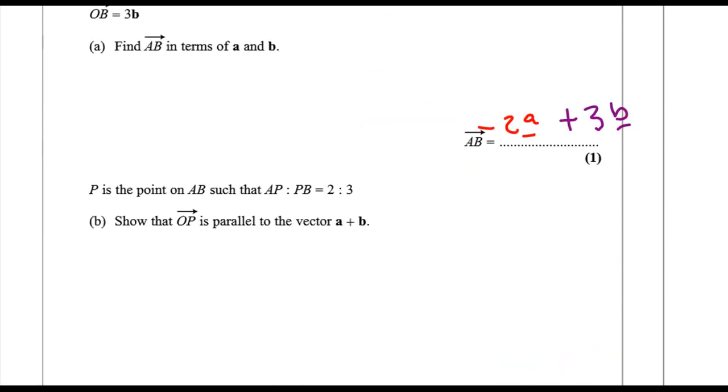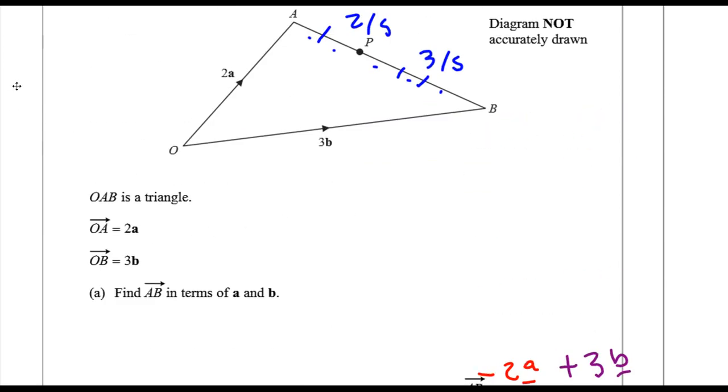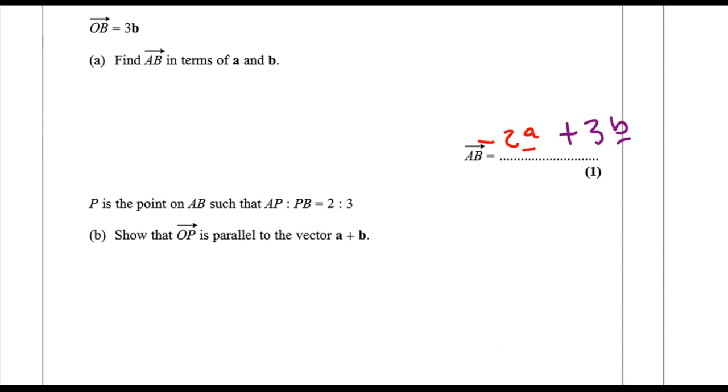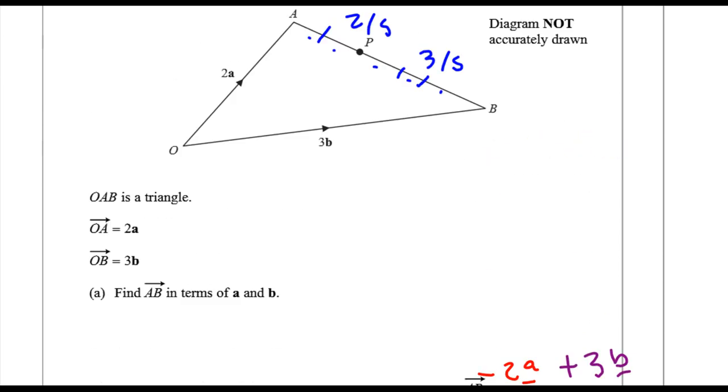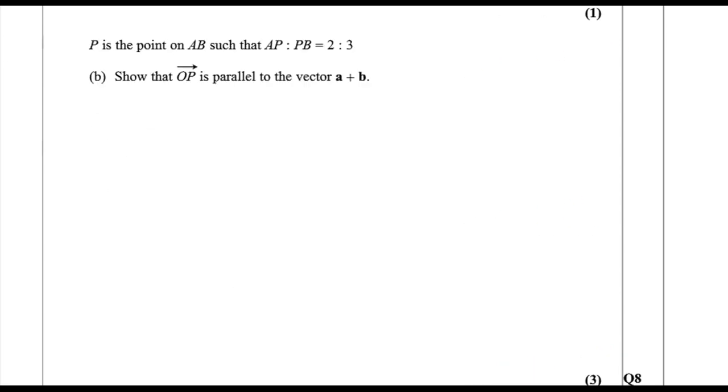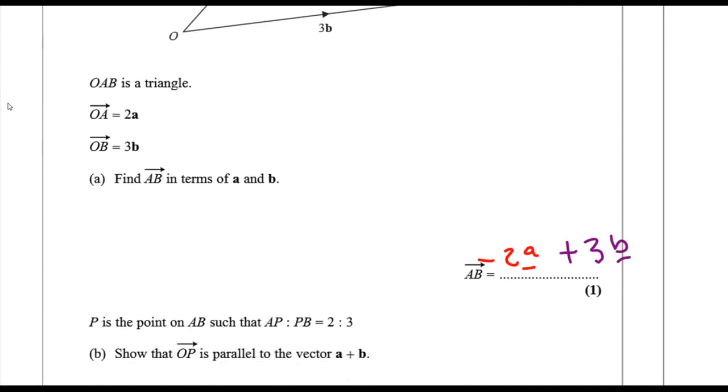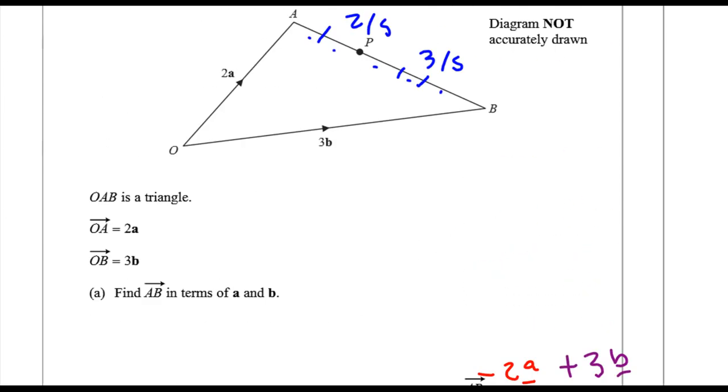I will get rid of these lines now because it's making it hard to see. Okay, and the question was, show OP is parallel to the vector AB. So OP is parallel, is that what it says? OP is parallel to vector a plus b. Fair enough. Okay, quite a tricky one. 3 marks, fair enough. Okay, I guess it's the last one we're doing, so that's fine.